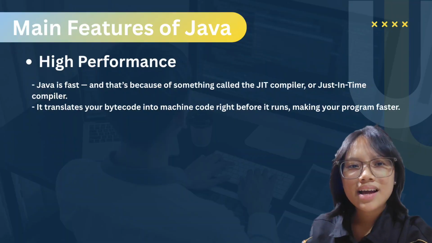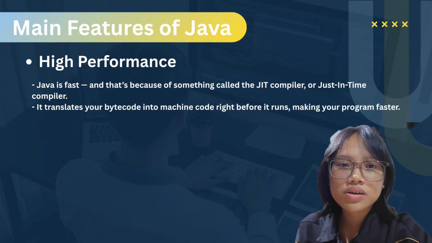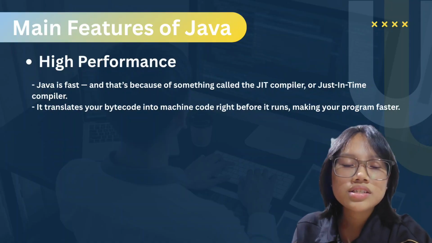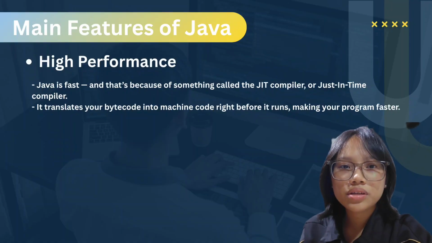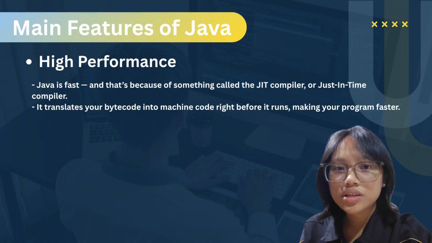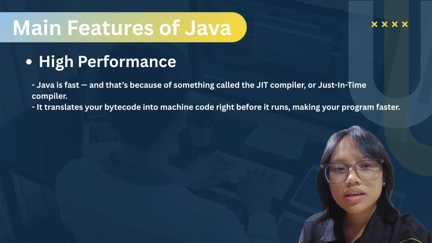Number 9. High performance. Java is fast, and that is because of something called the JIT compiler, or just-in-time compiler. It translates your bytecode into machine code right before it runs, making your program faster. So even though Java uses a virtual machine, it is still quick.